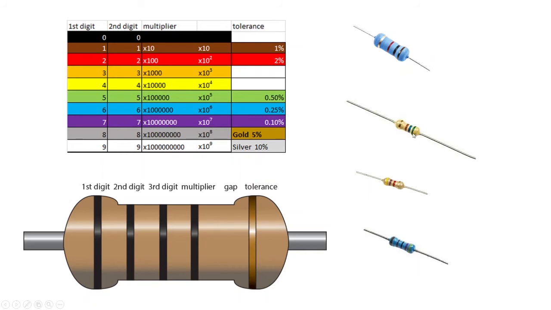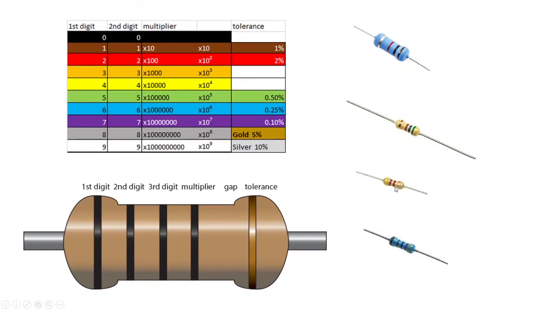What about this one? Green, blue, brown, gap, gold. So again, we spin it around, looking for the gap. We've got green is 5, blue is 6, brown is 10. So 56 times 10 is 560 ohms. That's a pretty easy one. These two are pretty easy to get your head around.